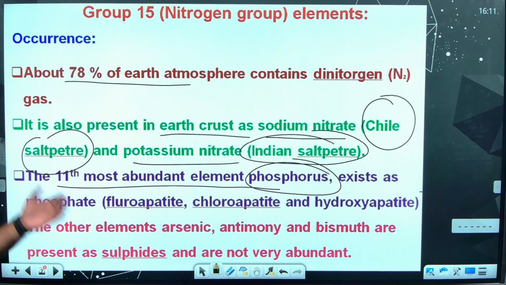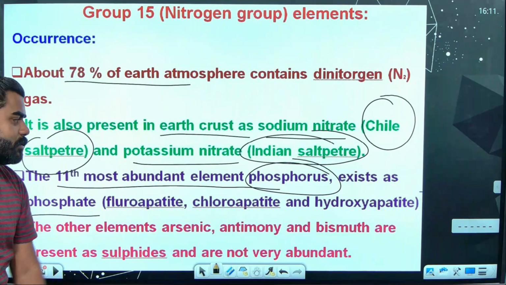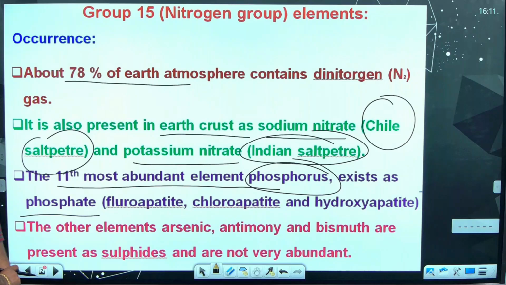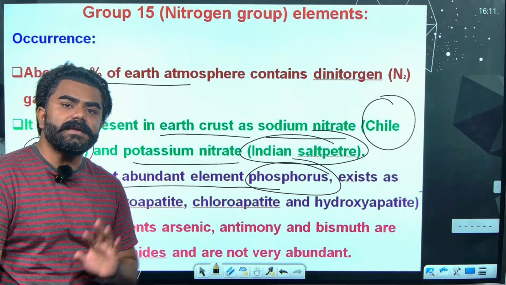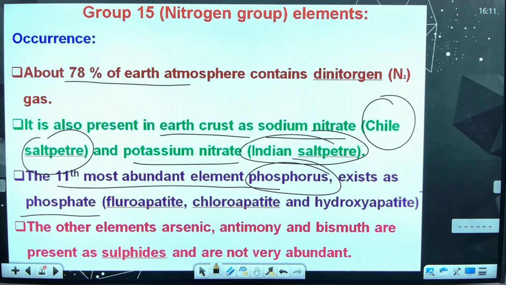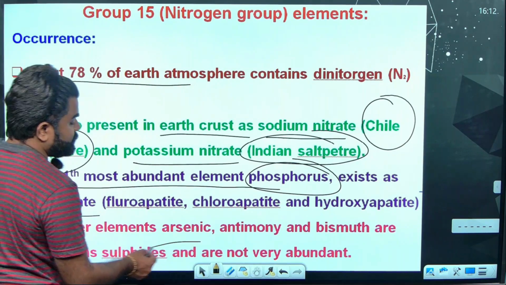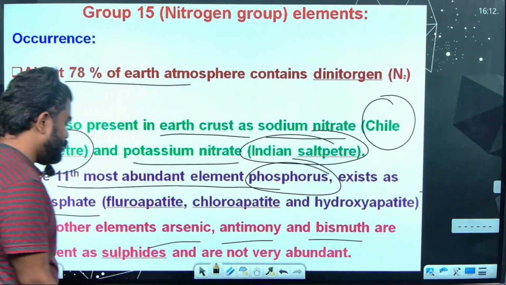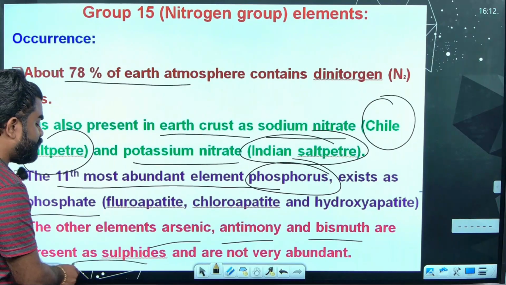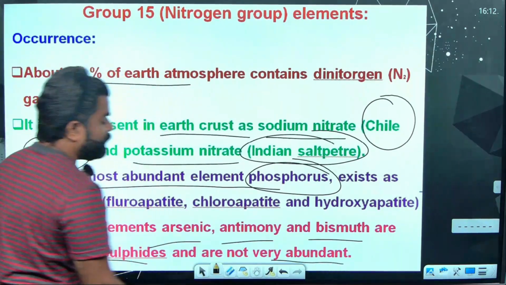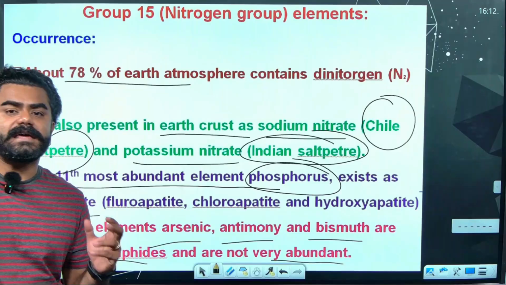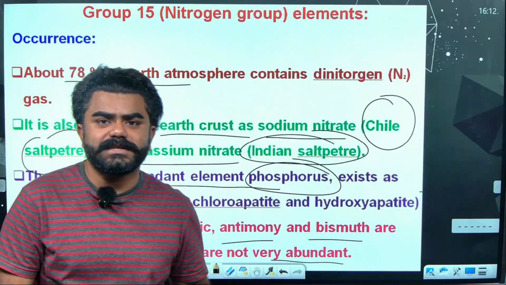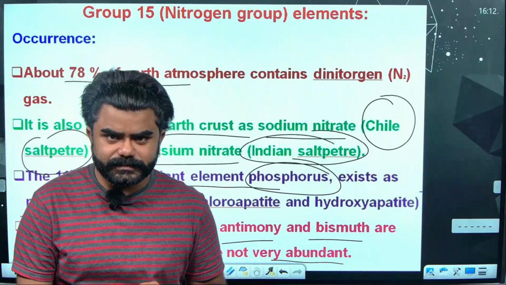Phosphorus is the 11th most abundant element on the earth, which exists as different phosphates, அதாவது fluorapatite, chloropatite and hydroxyapatite. These are all the forms of phosphorus which exists in the earth's crust. Then the other elements such as arsenic, antimony and bismuth are present as sulfides and are not very abundant. They are actually scarce. அவ்வளோ பெரிய பர்சன்டேஜ் இல்லை, ஒரு சின்ன பர்சன்டேஜ் தான் அது இருக்குது.